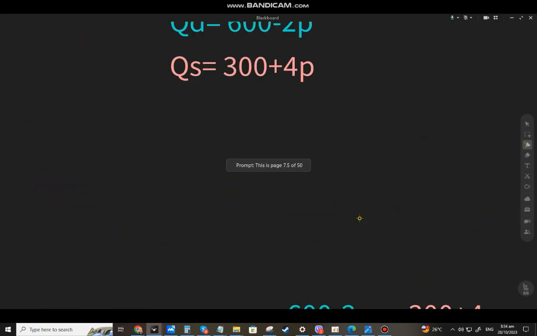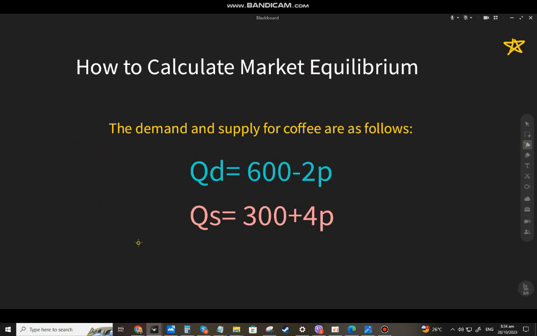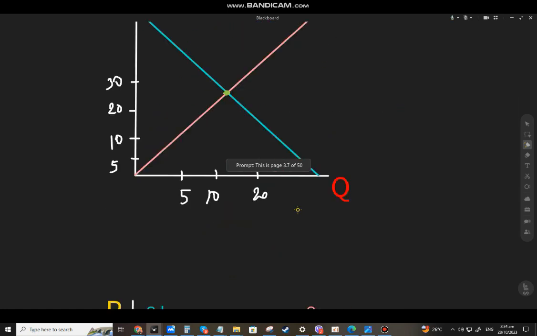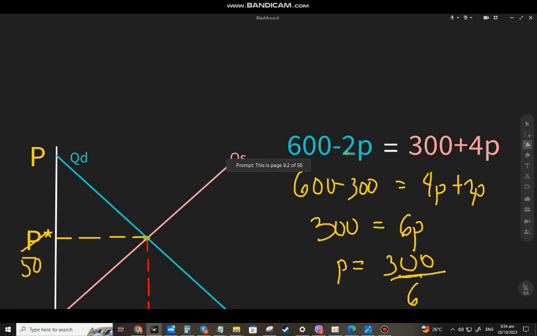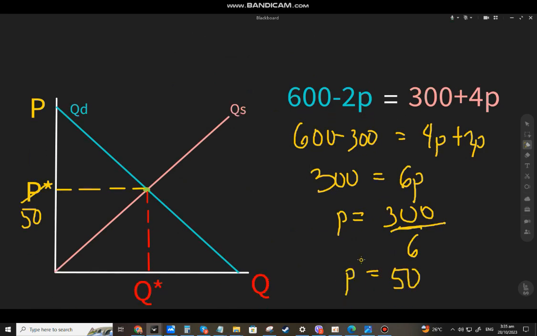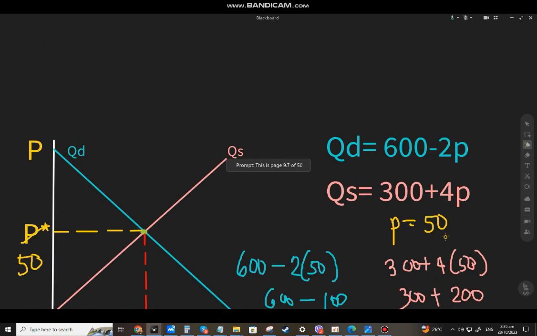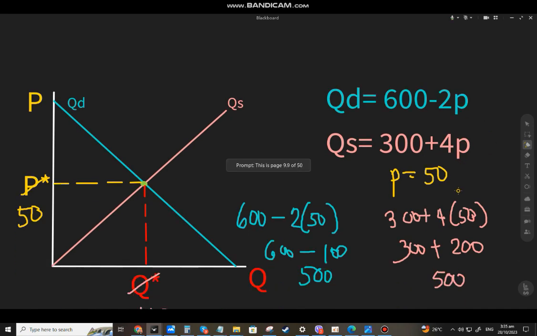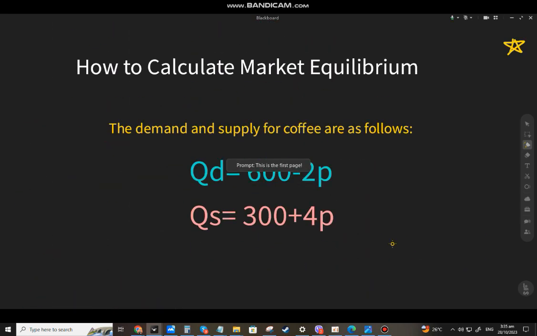So let's summarize. At first you will have equations like this. What you have to do is make them equal to each other, QD and QS. Then you solve for P. After you have solved for P, you solve for Q by substituting it into either QD or QS, like so. Again, you will yield the same answer. Okay. And that's the end of the lesson on how to calculate market equilibrium.